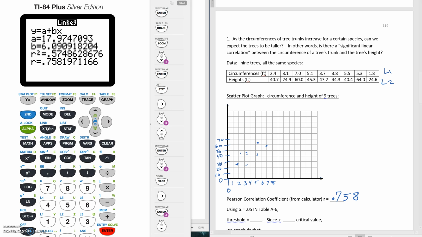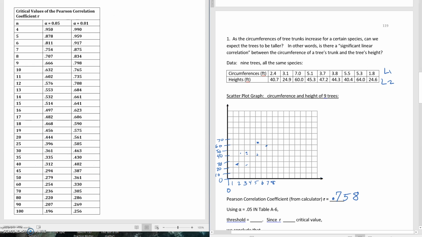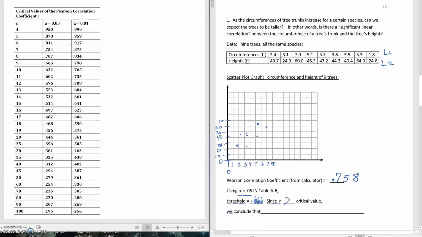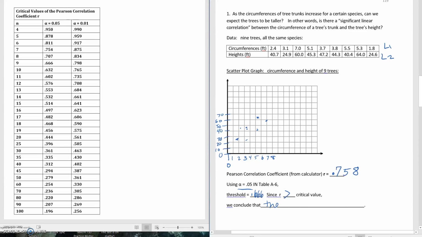Now, to tell if this is statistically linear correlation, we're going to, for this problem, use alpha as 0.05. That would be given in the problem for you. And the n we're going to go down to is how many there are here. So since there are 9, our n is 9. And we're going to use 0.05, so 0.666 would be our threshold value. So we're comparing what we got from the calculator, that's our R, to the critical value here. So R is greater, 0.758 is greater than 0.666. So we could conclude that there is linear correlation.